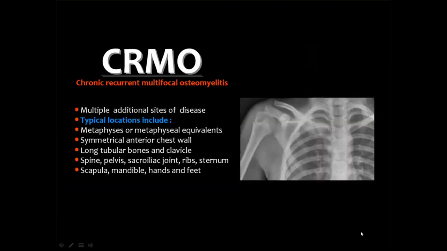Then this is one of the findings that I have seen frequently in the literature, that there is a significant increase in the size and the density of the medial part of the clavicle. And these are the typical locations of the disease: the metaphyses or metaphyseal equivalents of the bone, symmetrical anterior chest wall, long tubular bones and clavicle, spine, pelvis, sacroiliac joints, ribs, sternum, scapulae, mandible, hands, and feet.